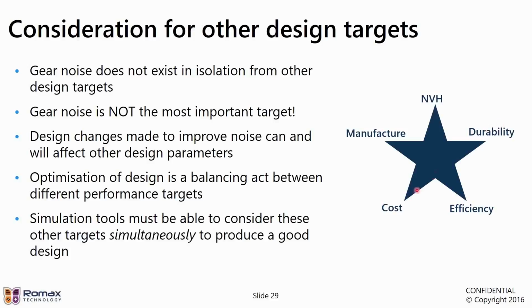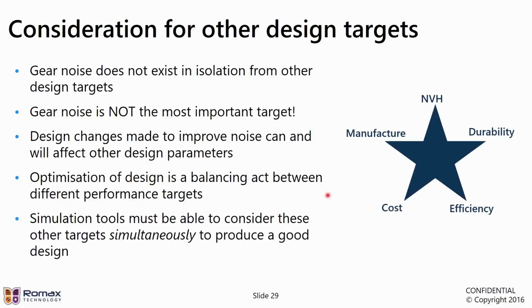But also we have an effect on efficiency, and also the choices we make, as I've just said, have an effect on the cost as well. So if we make a design change to improve NVH, we need to make sure it's not affecting the durability, manufacturability, cost, or efficiency, or any other design parameter. And so when it comes to optimization, we're talking about a balancing act between each of those performance targets.